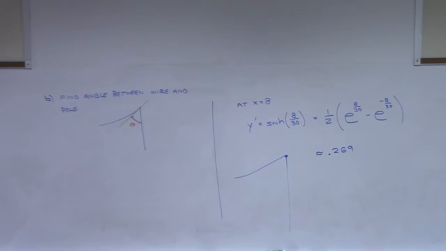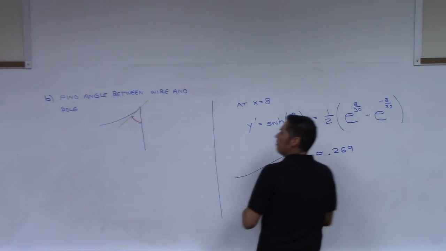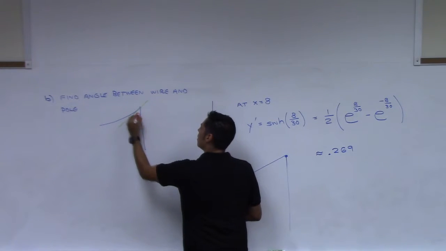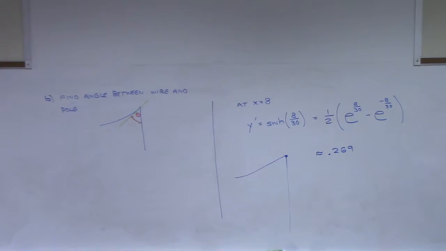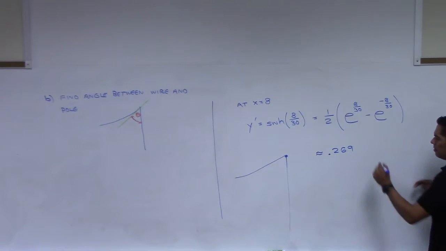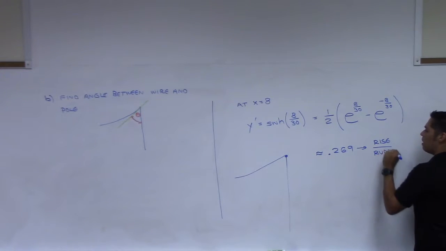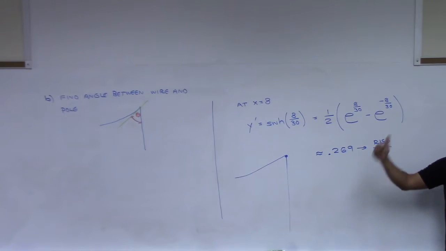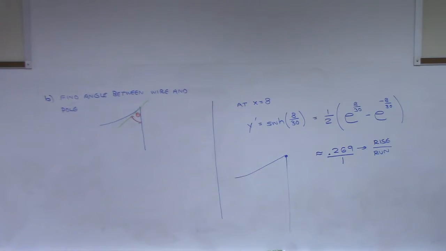So how could we find the angle? I'm going to move that theta. Here's theta right here. How could we find that angle? There's no calculus involved with this step. You just have to think through things. So what does this mean again? This is slope, right? This is the same as the rise over the run of that tangent line, isn't it? It's the rise over the run. So you could look at it as 0.269 over 1 if you wanted to, couldn't you?